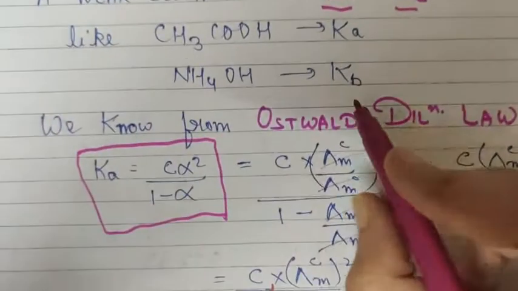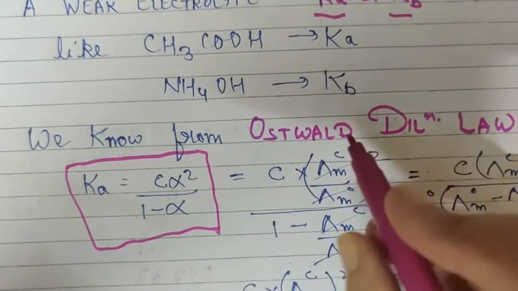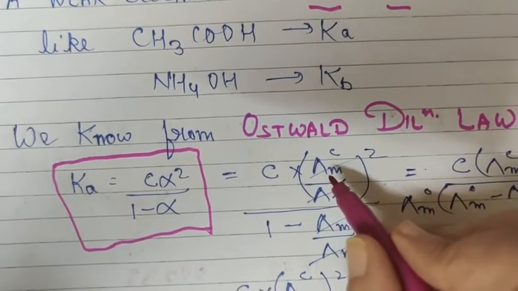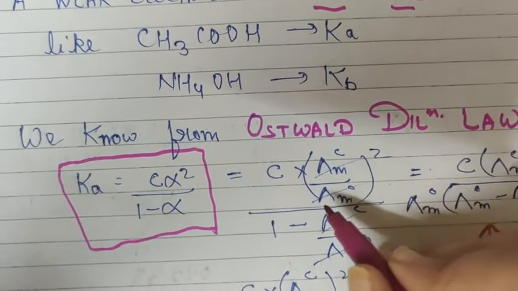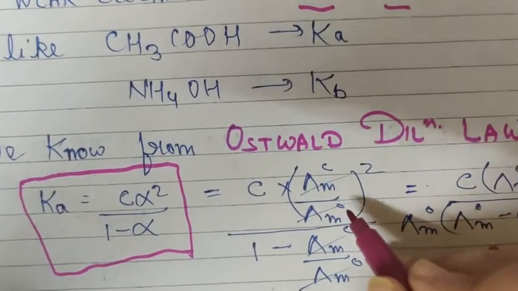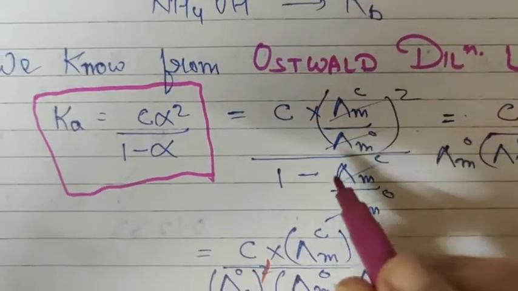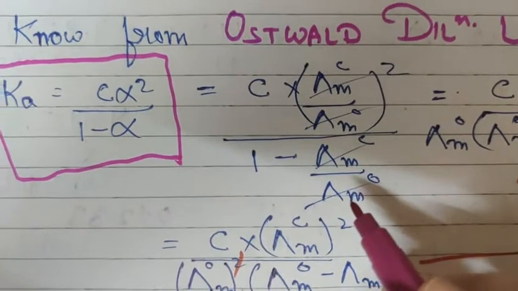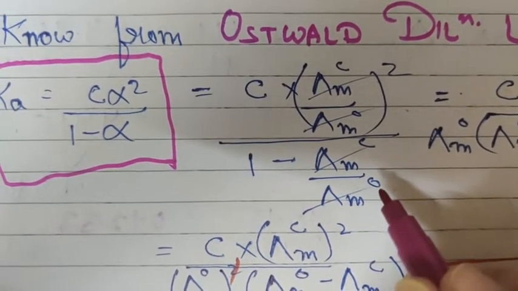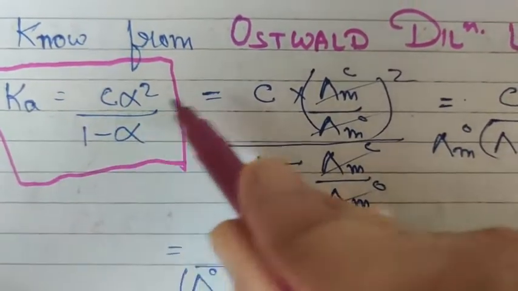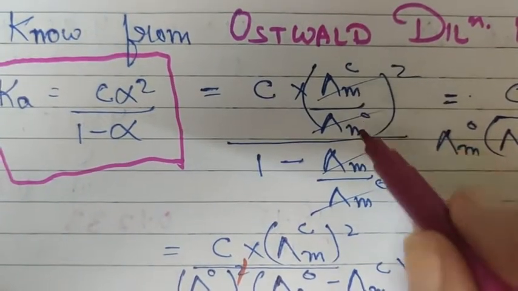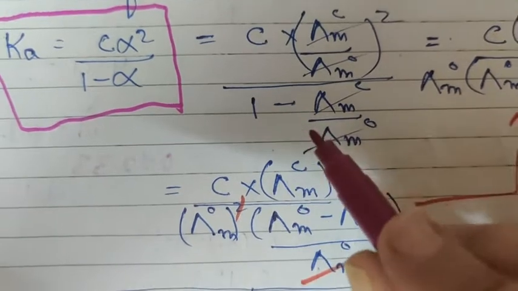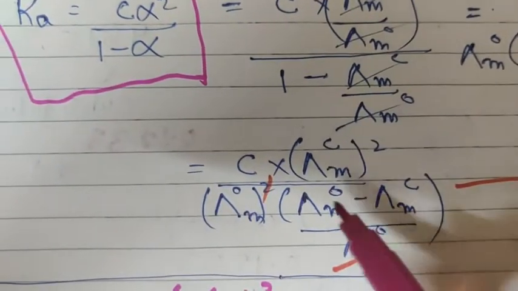So when you substitute alpha here, it will be equal to C into molar conductivity at any concentration upon molar conductivity at zero concentration, whole square, upon 1 minus molar conductivity at any concentration upon molar conductivity at zero concentration. So I have simply substituted the value of alpha in this equation. Now further, when you take the LCM, the equation will get modified as mentioned here.